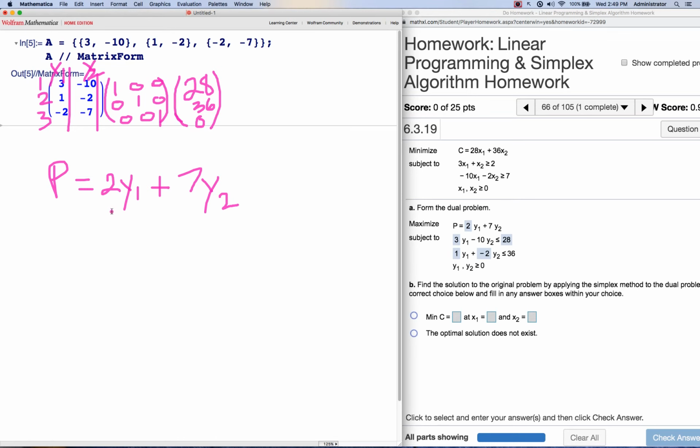So then you have 2 times 0 plus 7 times 0. And what does that equal? That has to equal 0. So that's why you have the 0 here.